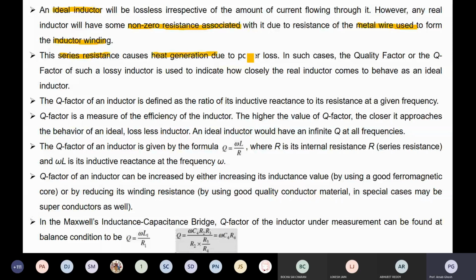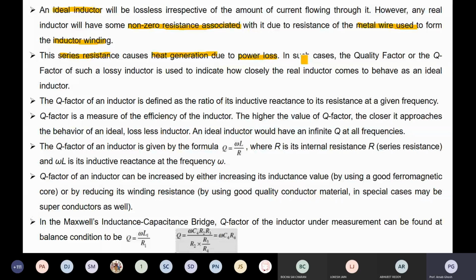Definitely, if current is flowing through this resistance, then I squared R loss will be there. It's called heat generation, as per Joule's law. So in such a case, the quality factor. So what does quality factor mean?